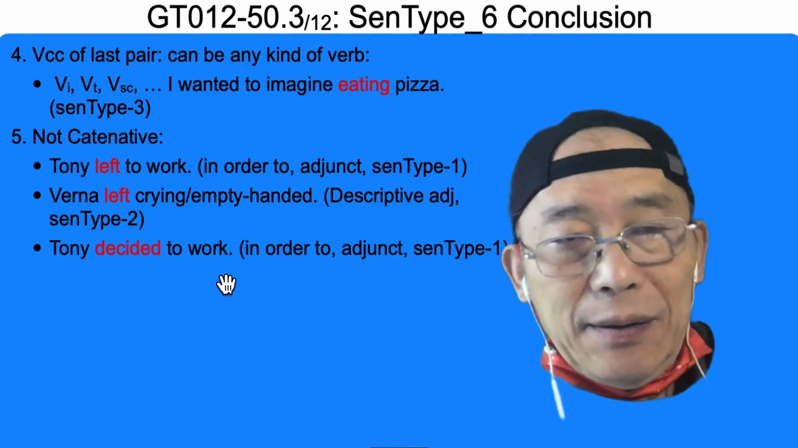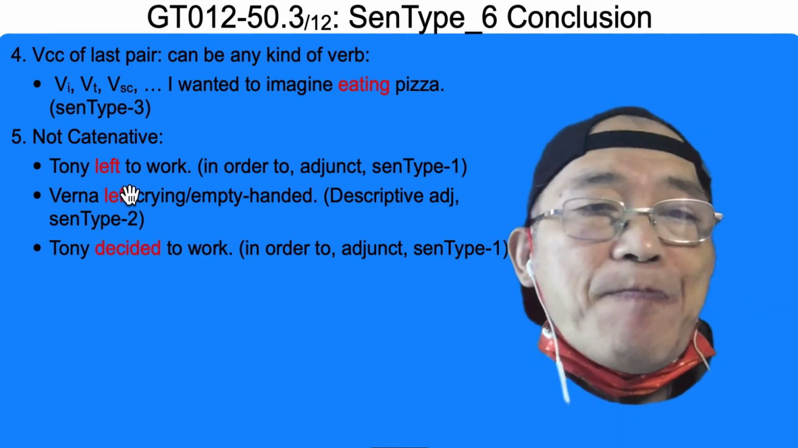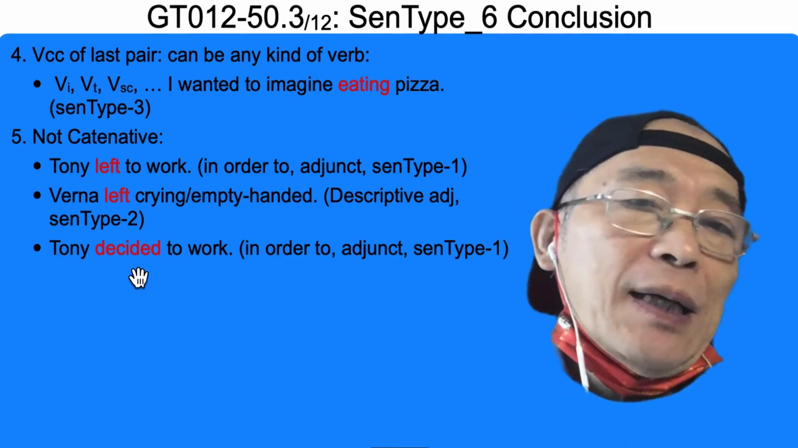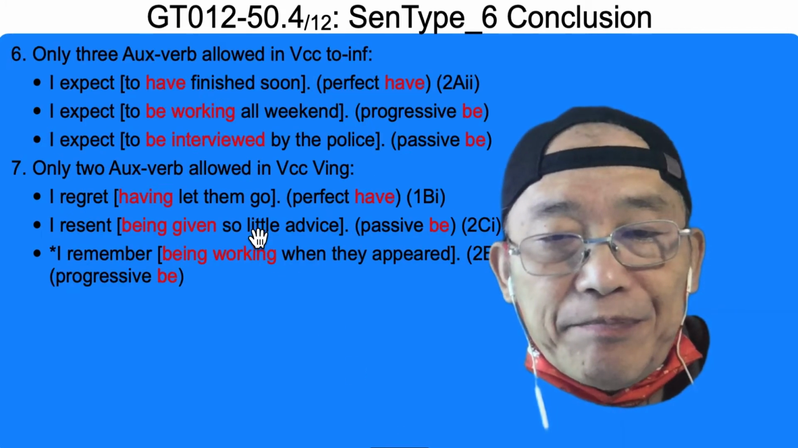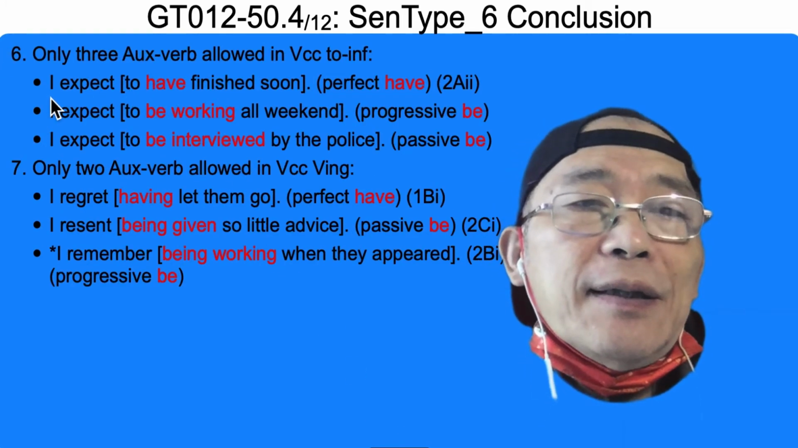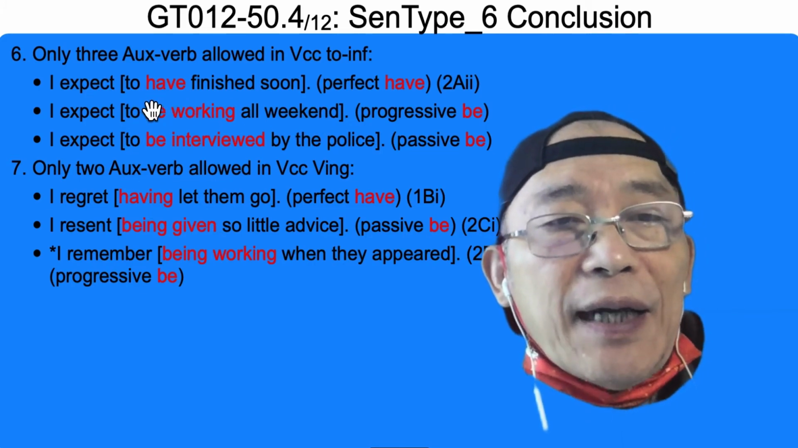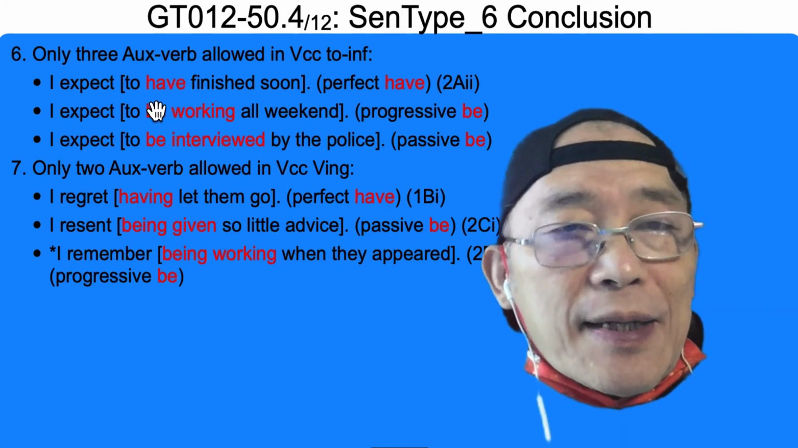Decided to work in order to. So the same as this one. Sentence type 1, intransitive verb. So expect to finish soon. Okay, to and auxiliary verb. This is to infinitive.